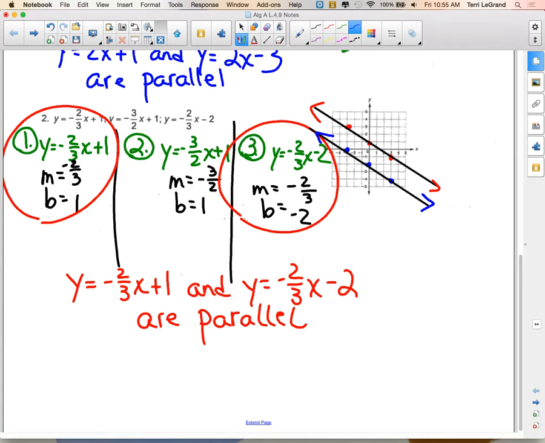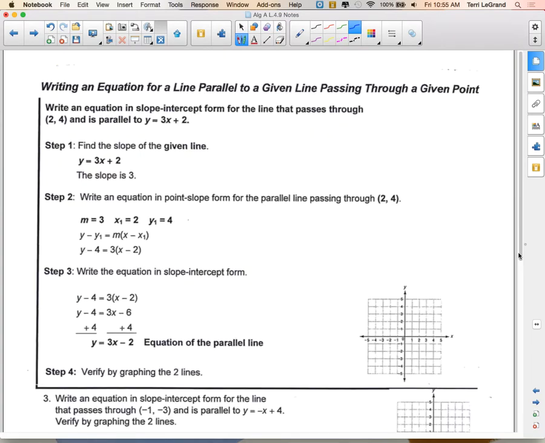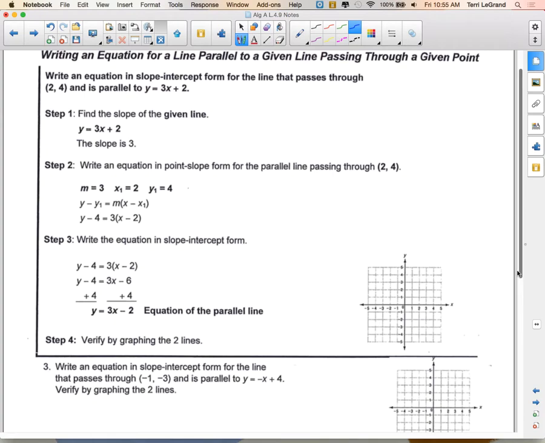Okay, let's go to the back side then. This is going to be the challenging part, probably. The other learning goal we have today says I can find the equation of a line. So in other words, we get to write the equation that's parallel to another line through a given point. And here's what they're going to give us. So let's look at this one right here.